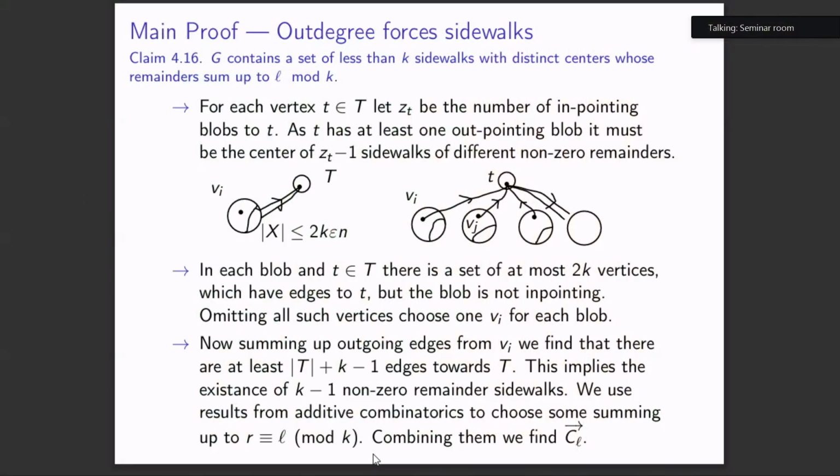We know that we have some vertices which create non-zero remainder sidewalks, and the number of these sidewalks is at least k minus 1. They may have joint centers, but it does not matter. What matters is that, using some additive combinatorics, we simply can show that we may use some of these and create CL. And that's basically what we do.